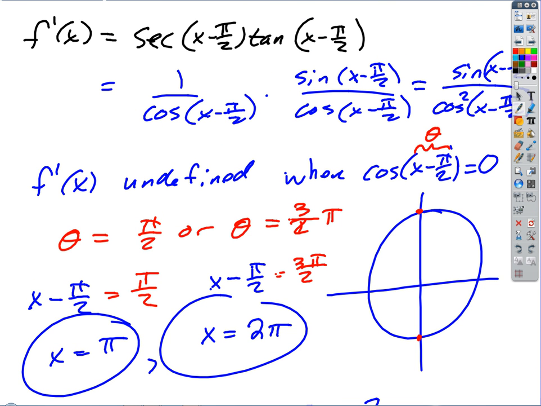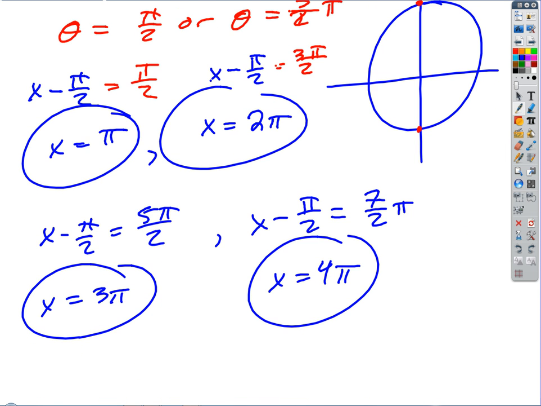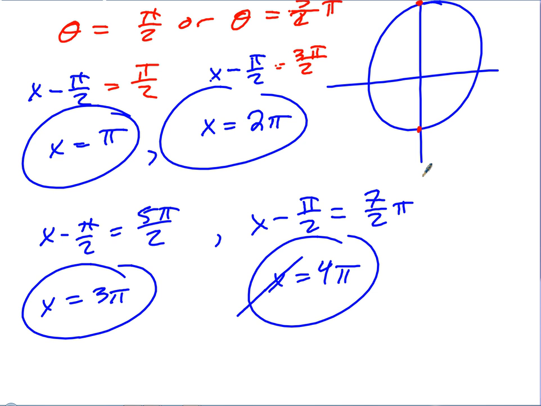Okay, yeah, that one's not, is it? Because we didn't actually include 4 pi. So it looks like we've gone far enough in that direction. We can lose that one. That's not in our domain.